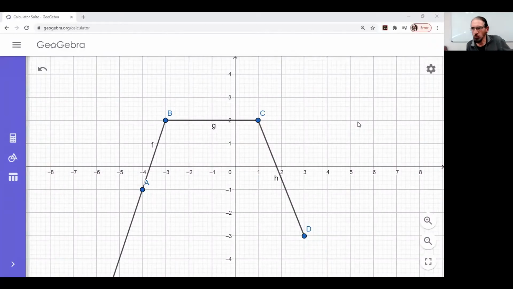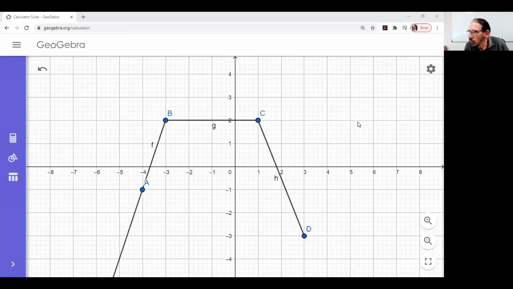And now on this one, we are given the graph of a piecewise function. We're going to come up with the equations along the different intervals. I want you to notice that we have the points -4, -1, and -3, 2 along that first interval while it is increasing.